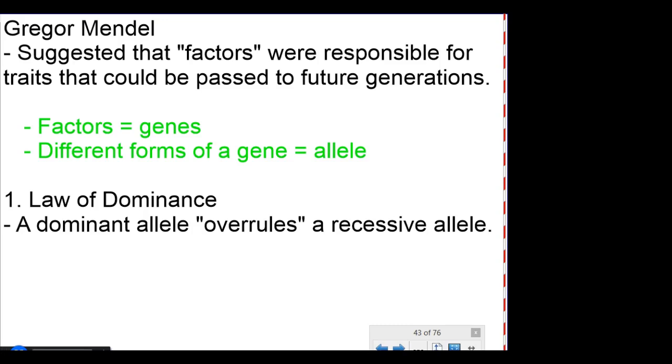You all have a gene for blood type. Do you know the blood types? O means you actually don't have a blood type. You lack the proteins on the surface of the red blood cell. Just because you all have a gene for blood type does not mean it's the same gene. Anytime you have different forms of the same gene, we call that an allele.